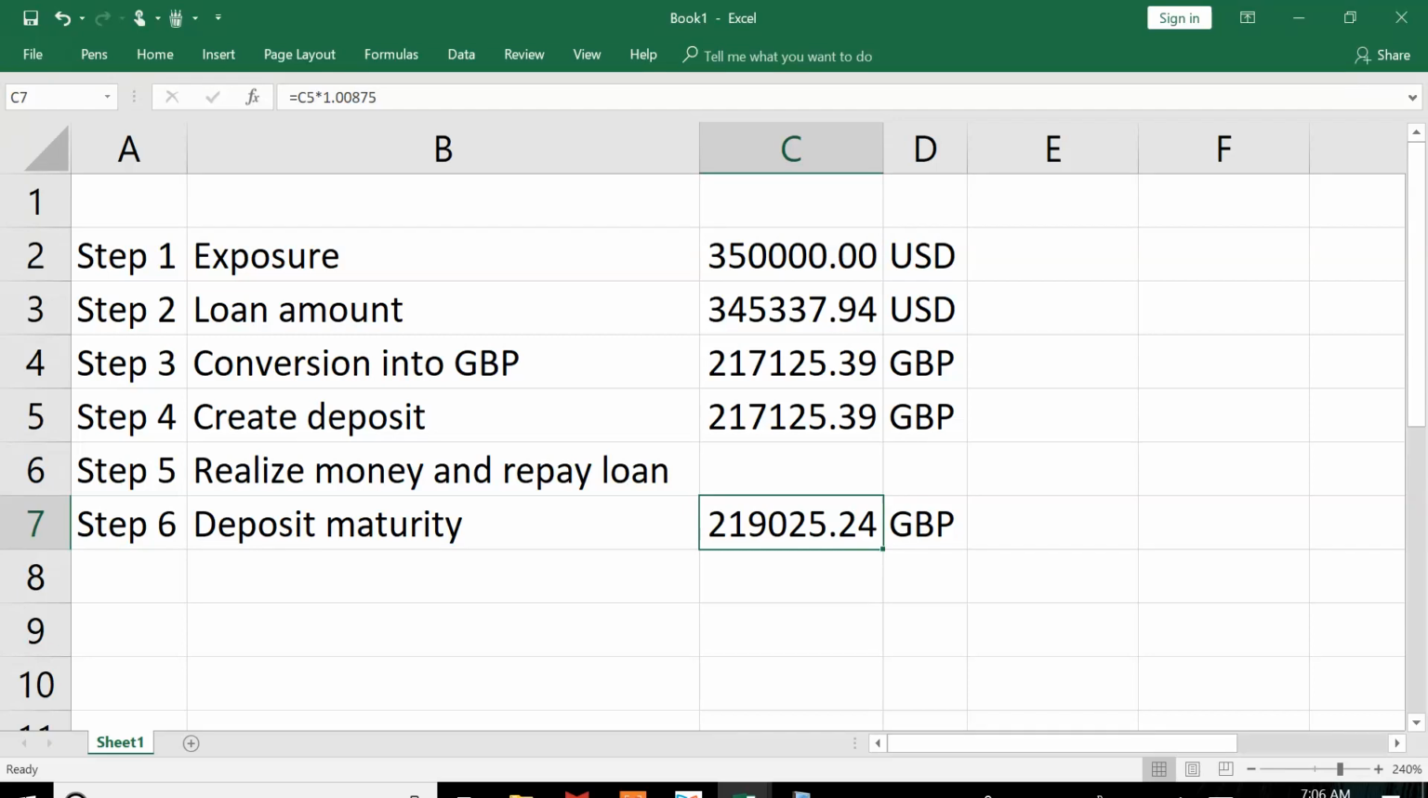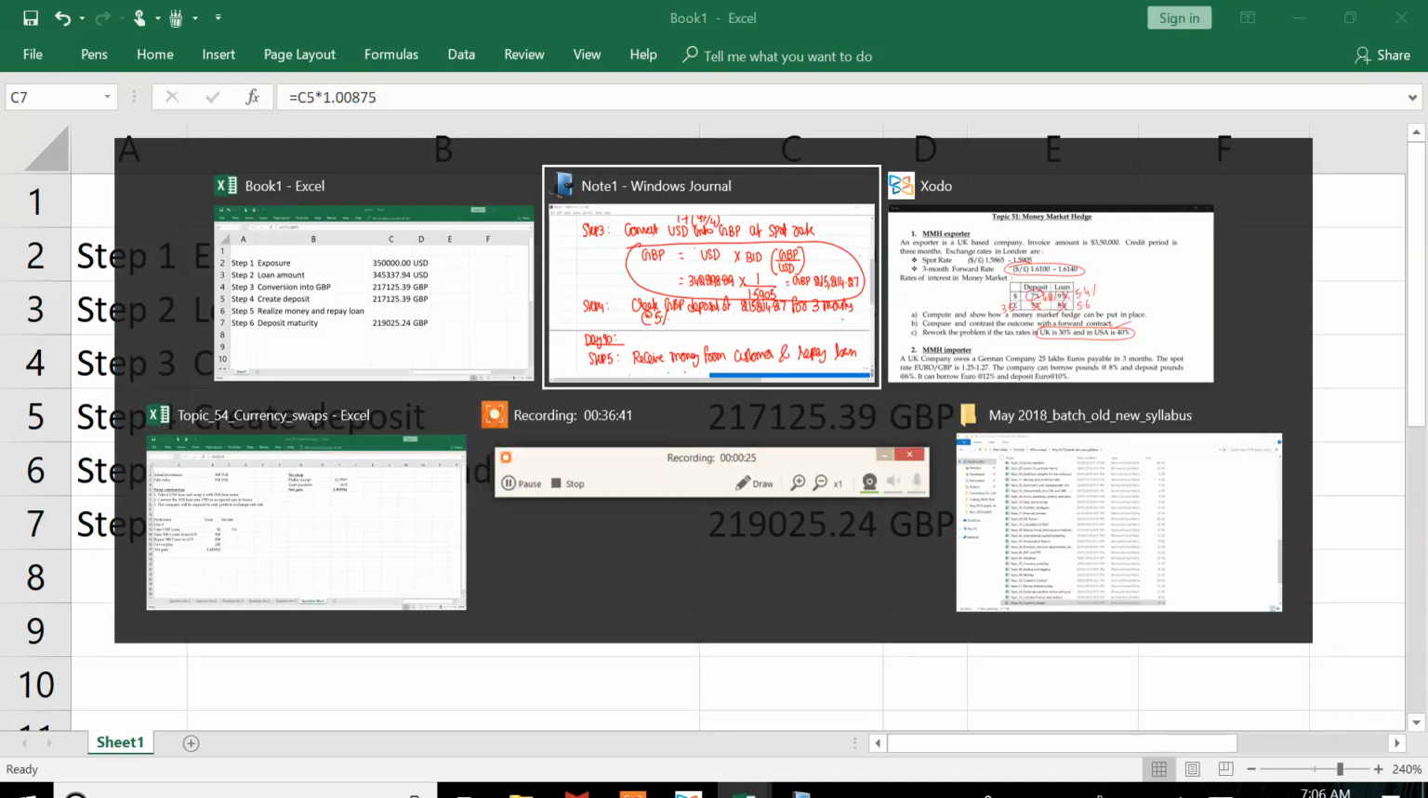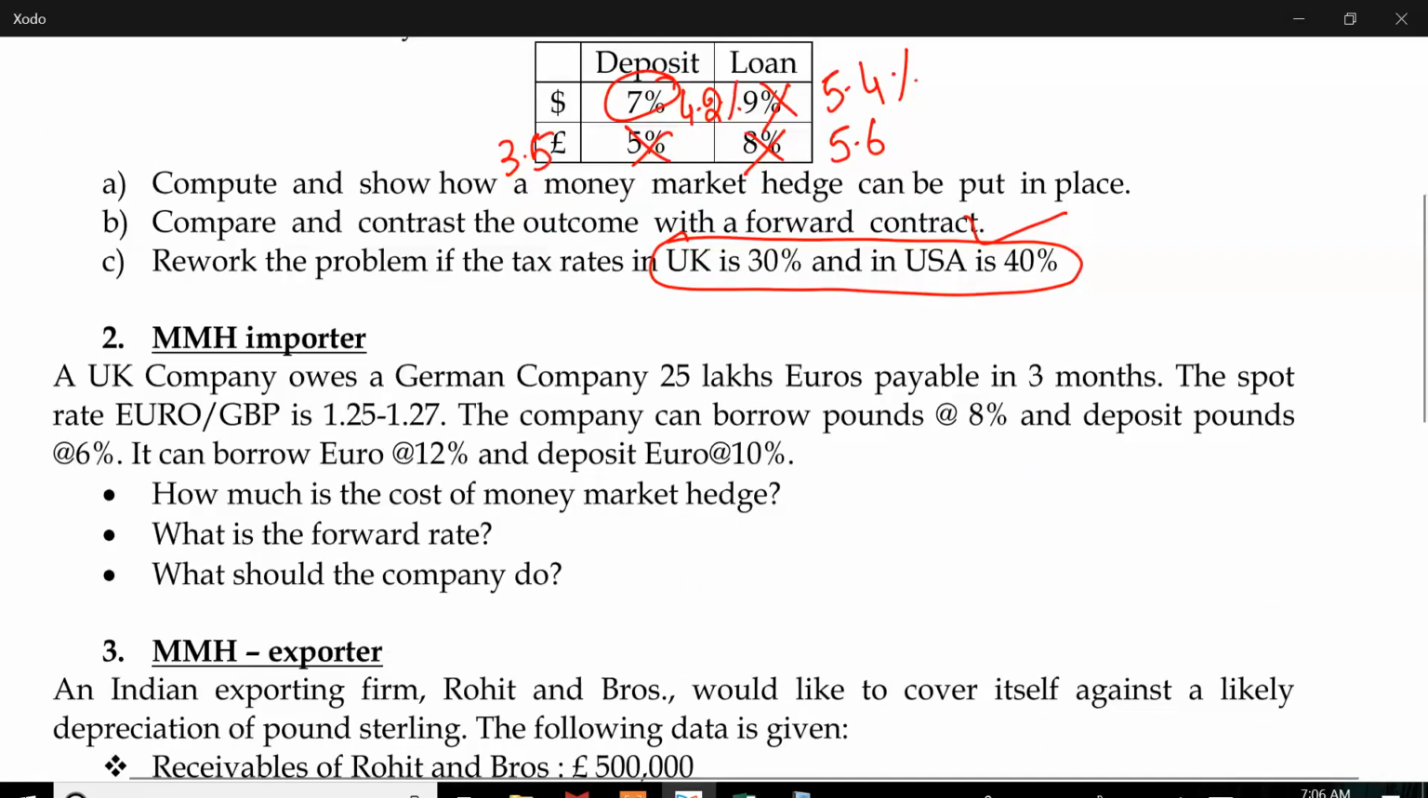Any doubts on this? Clear? Can we proceed? Any doubts on 219,025? Done? Anybody has any doubts on this? Can we? Let's move to question number 2.